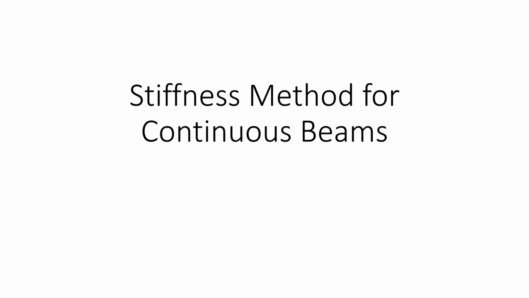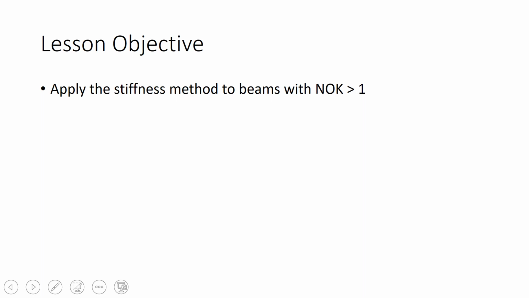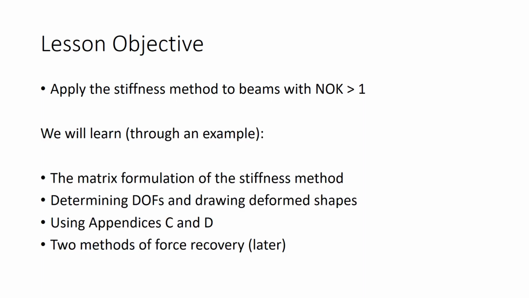We continue with the stiffness method for continuous beams. The objective that we're working on is how to apply the stiffness method to beams with NOK greater than 1. In the previous video, we already saw how to determine DOFs and draw deformed shapes. We saw how to use appendices C and D, and now we'll be looking at the matrix formulation of the stiffness method. That is, how do we take all that preliminary information that we computed already and combine it so that we can get our answer.